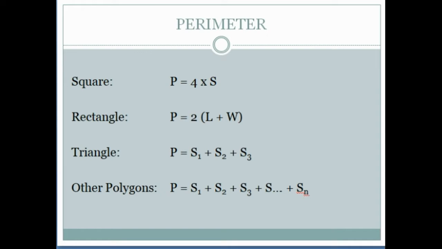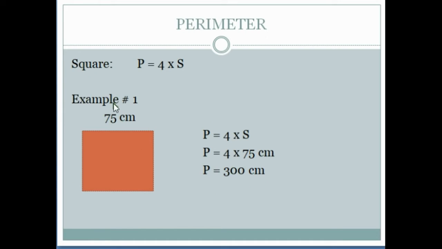And so, example number 1. Given ang isang square na may measurement na 75 cm. So, here's the formula. You have P is equal to 4 times S. Now, here's what you're going to do. Yung 4 dyan ay kokopyahin nyo lang sa formula and also the multiplication na operation.